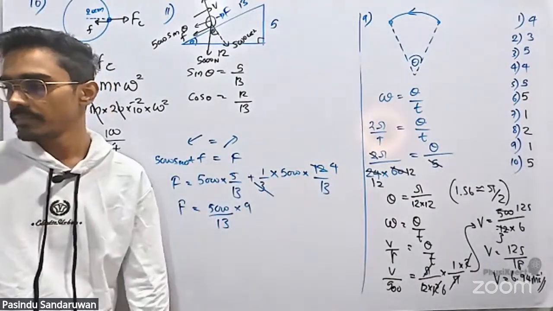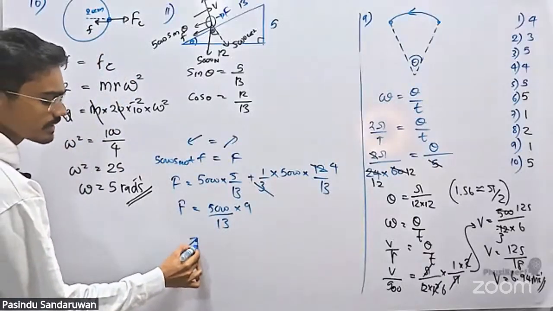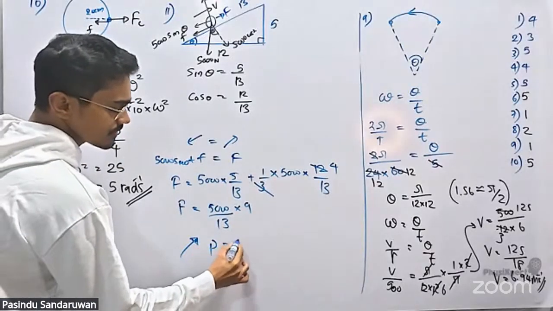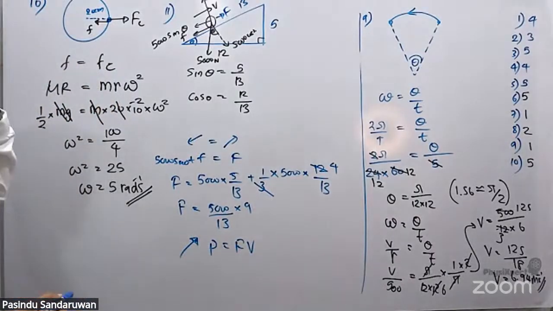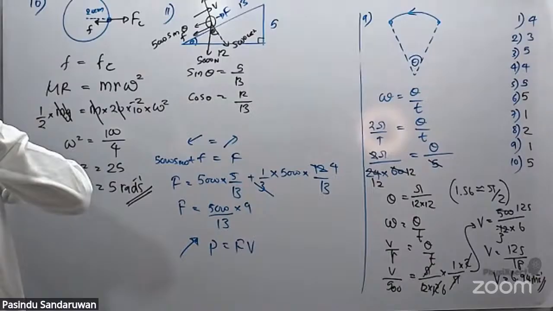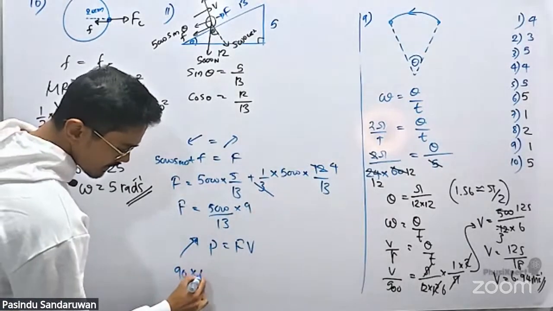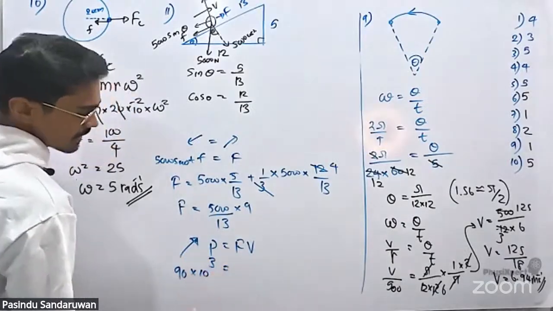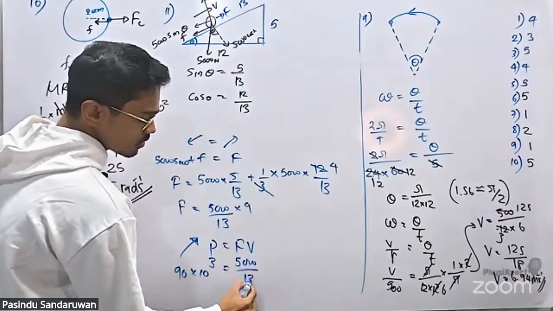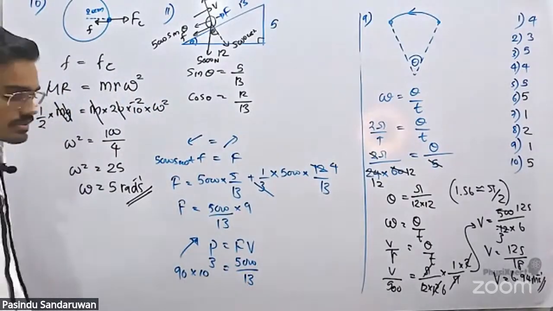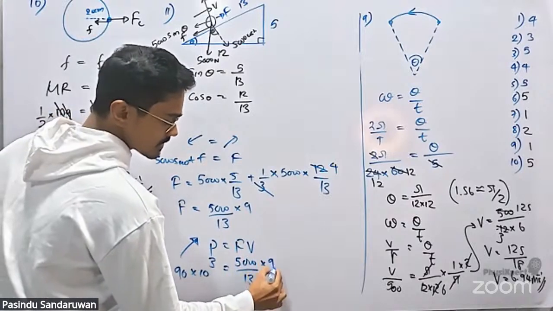Okay, now we can apply P equals Fv. If that is moving upwards, so upwards plane, apply P equals Fv. Power equals force into velocity. Power is given, 90 kilowatts, 90 times 10 to the power 3. F is here: 5000 over 13 times 9 times V.